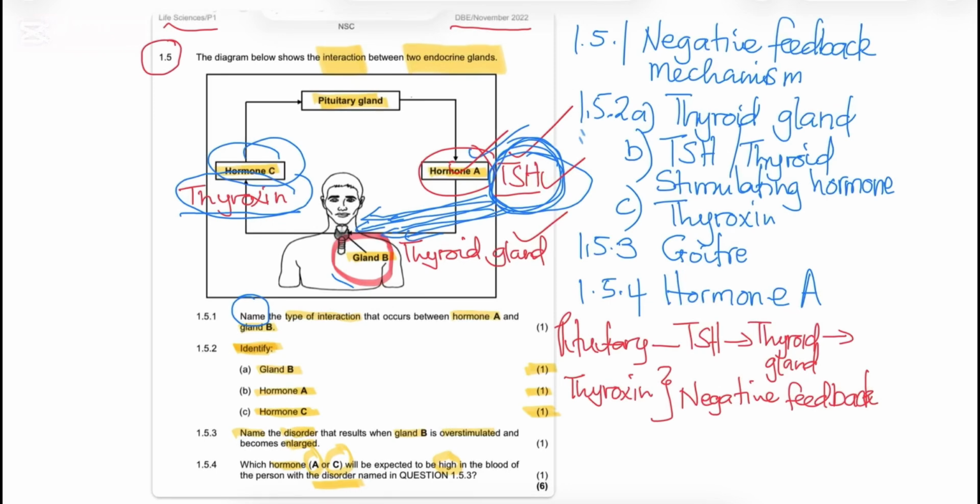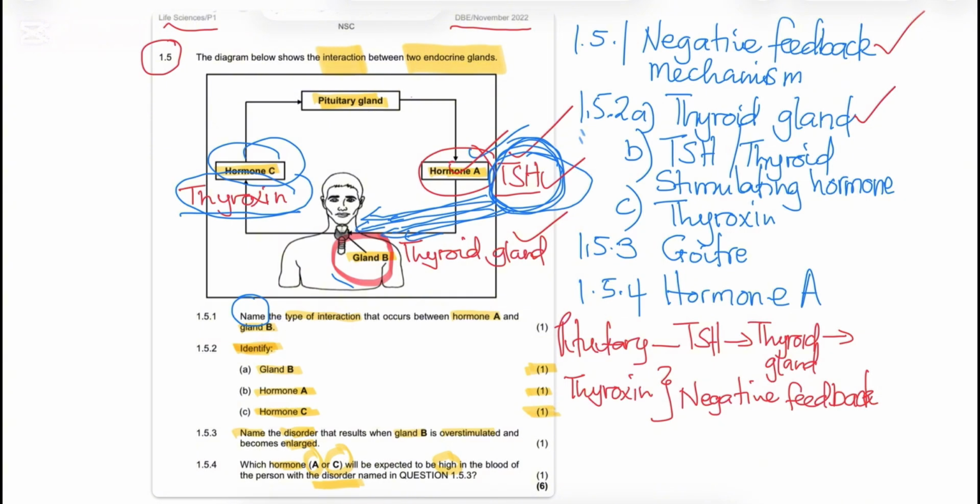Let us look at how the examiner would mark your answers. Guys, we don't need to waste time. Let's just give the examiner exactly what he or she is asking for. So for question 1.5.1, the marking point is on negative feedback. It would be okay if you just write negative feedback without mechanism, because the marking point is on negative feedback. And for question 1.5.2, part A, the marking point is on thyroid gland. So just give the examiner what they're asking you. Don't give them unnecessary information.